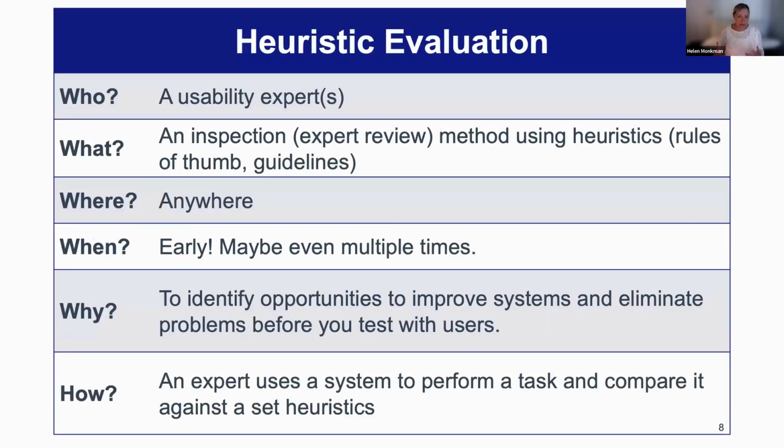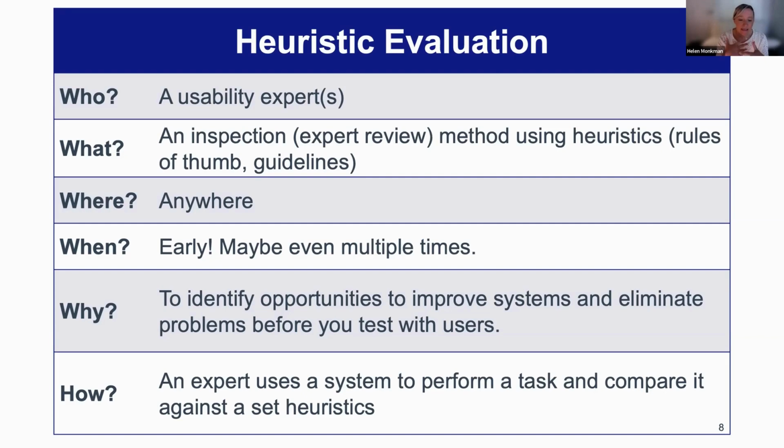So heuristic evaluation, who is that? We usually have one or a few usability experts looking at a system. And like I said, it's an expert review using these guidelines or rules of thumb. You can do it pretty much anywhere. Like I said, we want to do it early and often, multiple times, especially if we're going to do new versions or anything like that. Or if we've had some iteration, we might want to run it through a heuristic evaluation again to get those low-hanging fruit, which is what I think about these issues as.